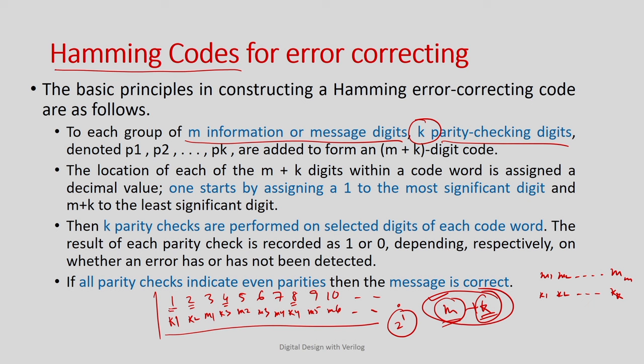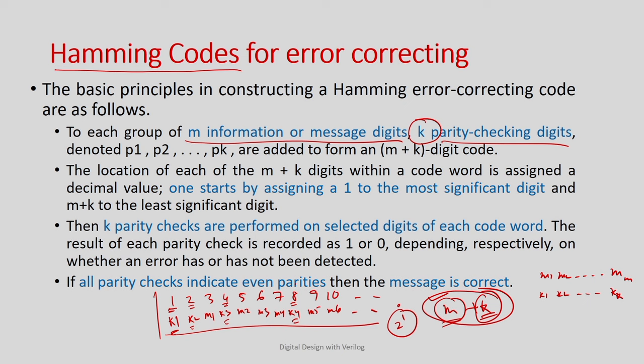Okay. So, for example, here 2 to the power 0 is k1, 2 to the power 1 is k2, 2 to the power 2 is k3, 2 to the power 3 is k4 and so on, and the intermediate positions are the message bits. Now, each k will check specific locations, which we will discuss. So, k3 will check some subset of the locations. This way I will keep the information and generate the code.